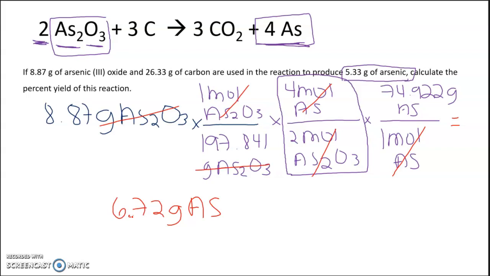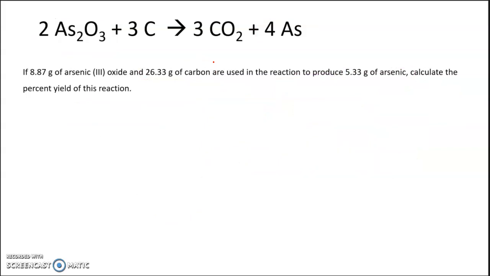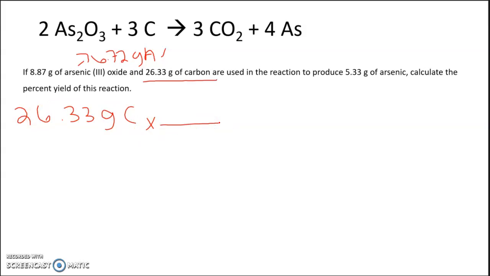So we're going to hold on to that number because we don't know that As2O3 is our limiting reactant. So we need to do another stoichiometry, as I said earlier, with the grams of carbon and solve for grams of arsenic. And then whichever number is smaller is my answer. So I'm just going to make a note that that made 6.72 grams of arsenic. But now we need to do another stoichiometry with the carbon number, as I said. So 26.33 grams of carbon. The molar mass of carbon is 12.011 grams of carbon in a mole.